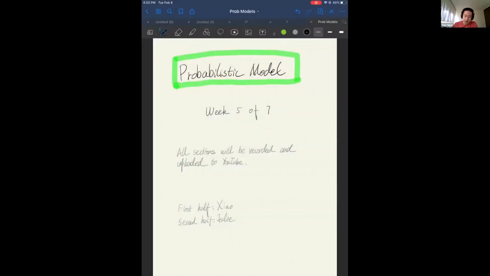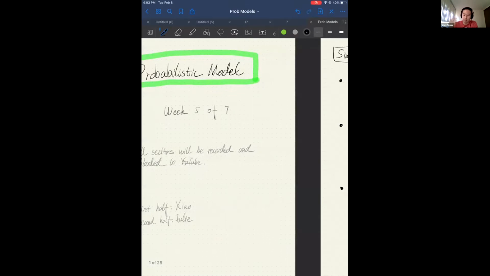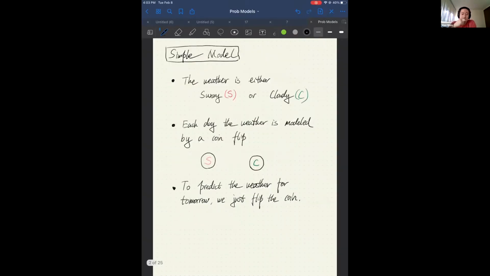Okay, so to start today, the focus for today will be about Markov models. But to start the workshop, I want to give a simpler example. Over here, we are just trying to model the weather. I guess you shouldn't really call this modeling the weather, it should be understood more broadly. I just use weather as an example.